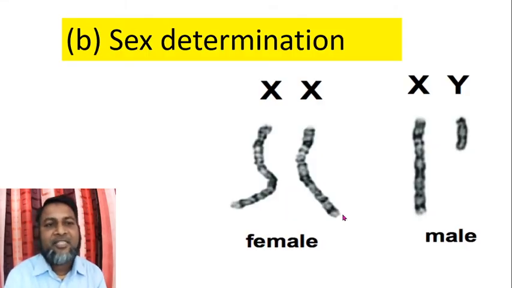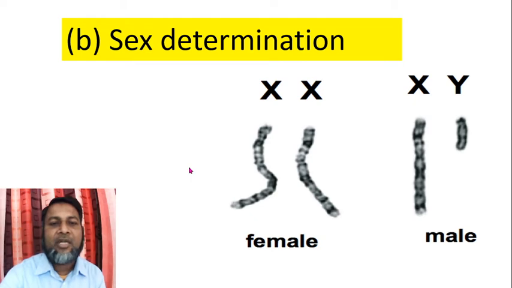In case of sex determination, this is also an experiment showing chromosome is the physical basis of heredity. In this case, we see that when two X chromosomes are present in a zygote, this zygote creates a female person. When a zygote has X and Y chromosomes, this zygote creates a male person.